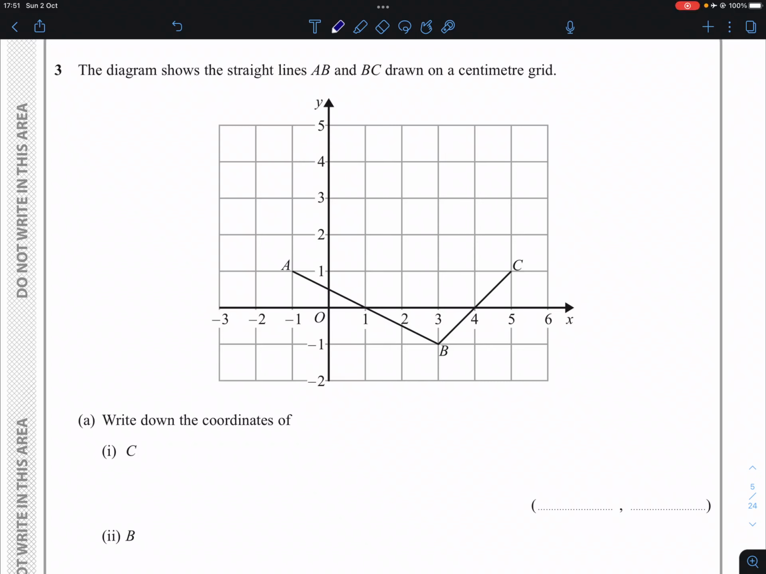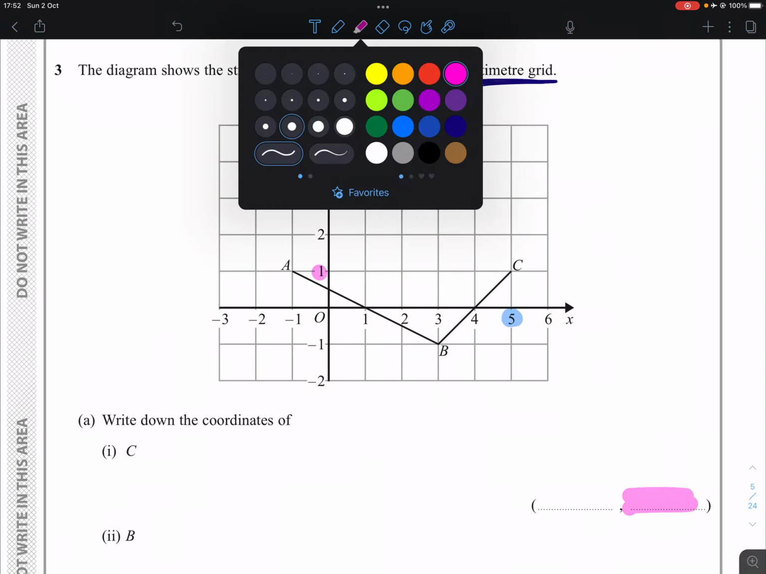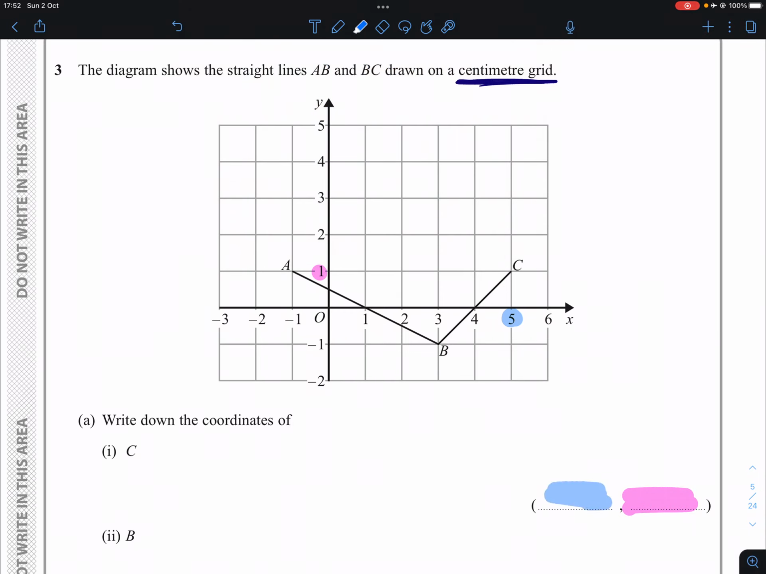Question 3. The diagram shows straight lines AB and BC shown on a centimetre grid. So every single one of these lines is 1 centimetre long. Write down the coordinates of C. So that's the coordinates of this part. Well, we go 5 along and we go 1 up in order to identify where C is. Therefore, our coordinates are 5, 1, with the x value always coming before the y value when we label coordinates.